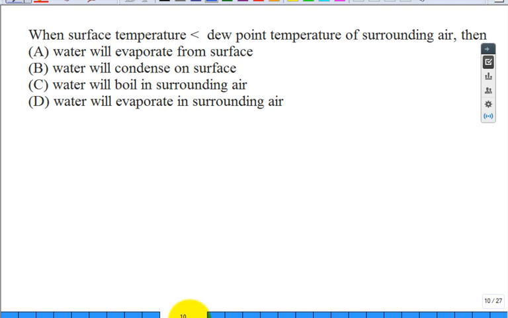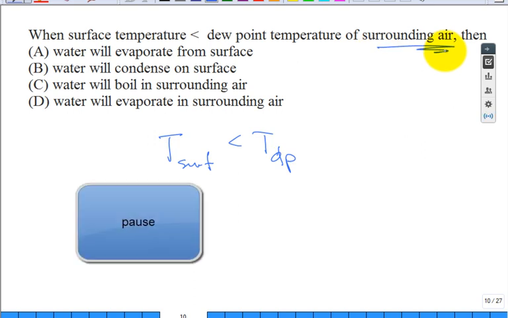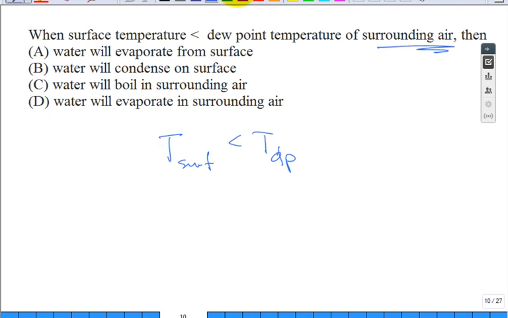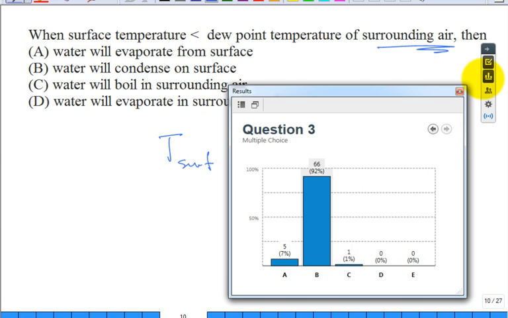When the temperature of the surface is less than the dew point temperature of the surrounding air, then what? Water will condense.